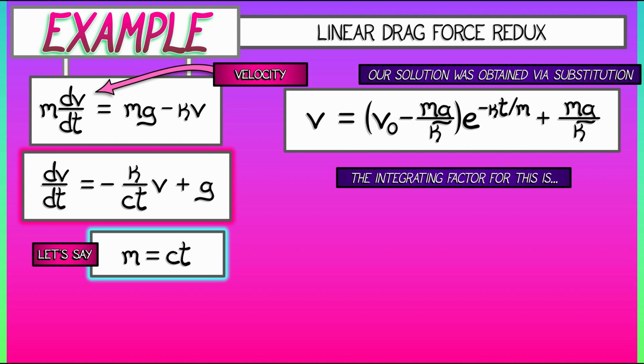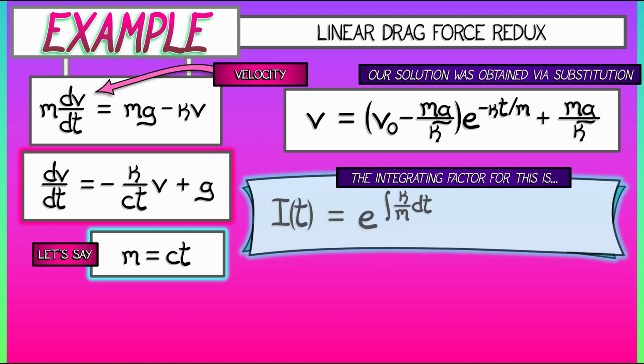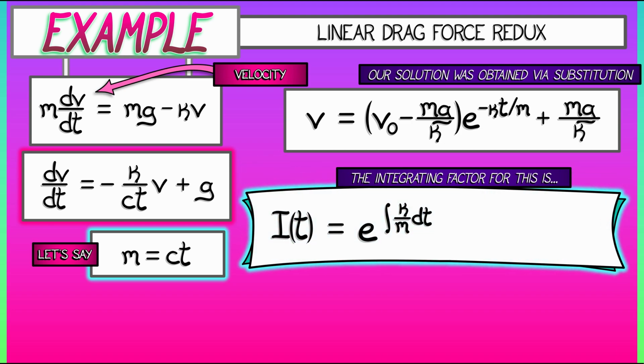The integrating factor for this equation, capital I of t, is the exponential of the integral of kappa over m dt. But m is c times t, so what do? I can pull out that kappa over c, and then I have the integral of dt over t. That gives me log of t. And exponentiating a log, that's going to turn out to be really nice. E to the log of t is just t, but I've got that kappa over c out in front that converts into a power. So our integrating factor, capital I, is t to the kappa over c.